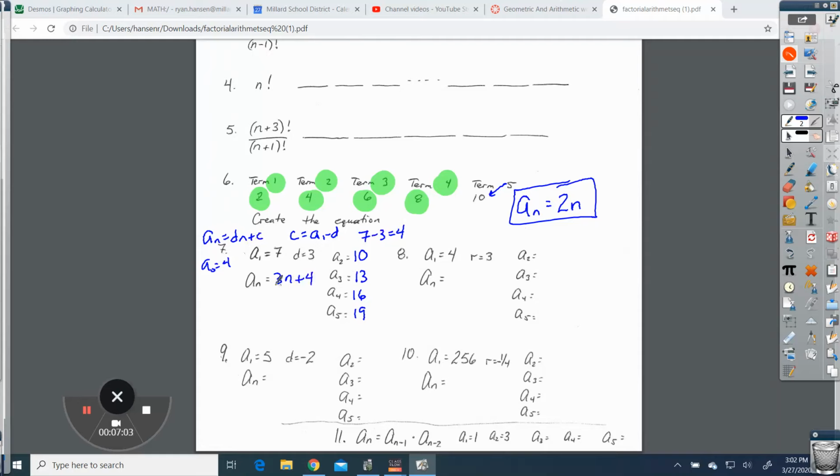And that's my equation. So now in question 8, it has an r. R means we're multiplying by that amount each time. So A1 is 4. A2 is 4 times 3, which is 12. A3, we're going to multiply that by 3 again, is 36. And then we're going to go 36 times 3, 8, 1, so 108. And then we're going to multiply that by 3.